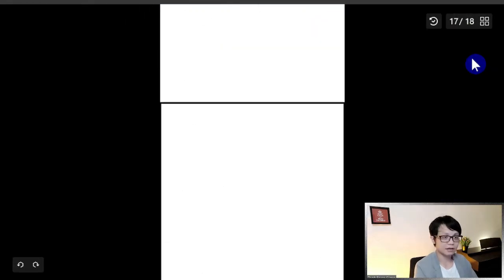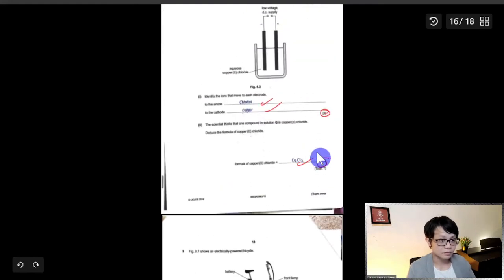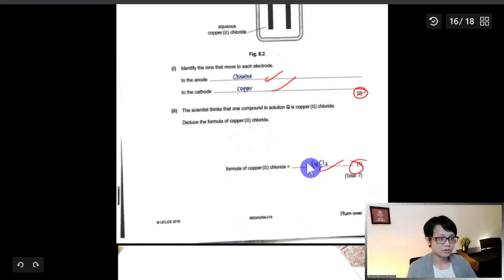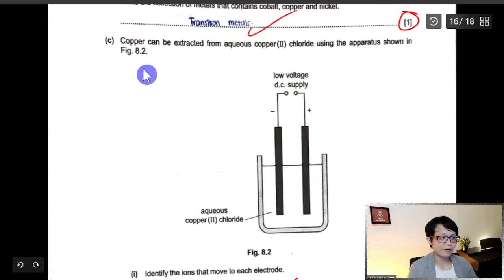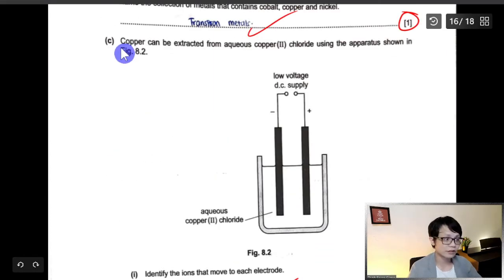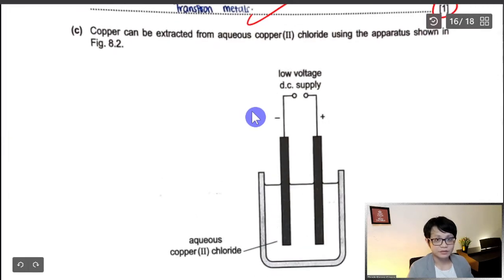So at page 17, let's start with this question. We finished until AC previous time, so we are going to continue from here. Let's make the screen a bit bigger.